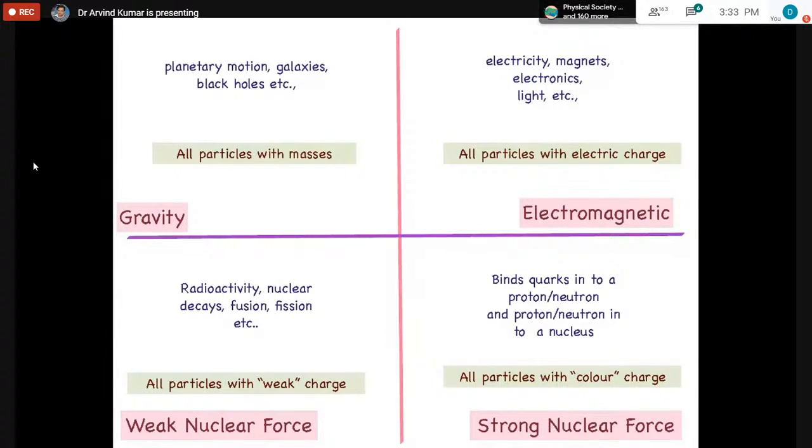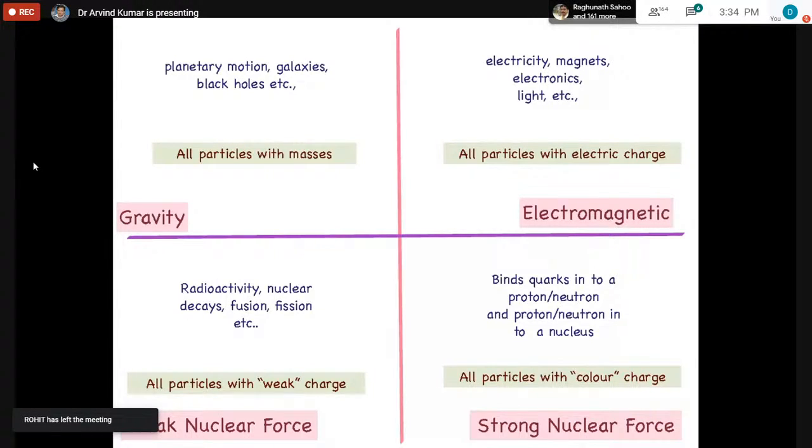You all know the four forces: the gravitational, electromagnetic, weak nuclear, and strong nuclear forces. Gravity is related to long-range things at really huge scales, which we are not interested in right now, like planetary motion, galaxies, black holes, etc. So as of now, we are not interested in gravitational interactions at the quantum mechanical level. They don't really play a role at the kind of scales we are talking about.